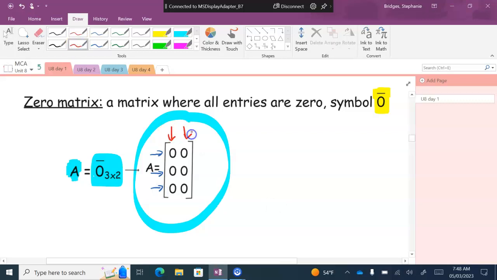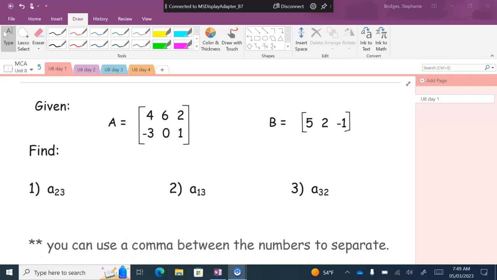and 2 columns. Okay, so we have matrix A, whose first row is 4, 6, and 2. Second row is -3, 0, and 1. And then we have matrix B, who only has 1 row, and that is 5, 2, and -1. So when you see a lowercase letter, that's telling you which matrix they're referring to, instead of the capital. And then you have a subscript of 2 numbers. Those 2 numbers say that I want to know the element, the number that is in matrix A, row 2, column 3.